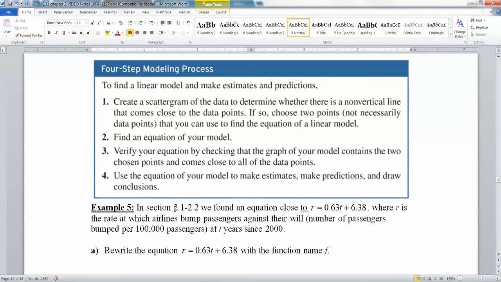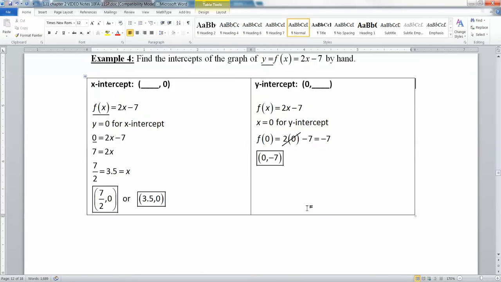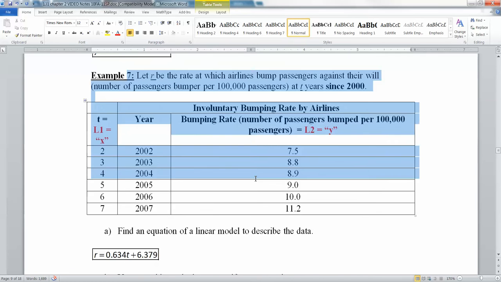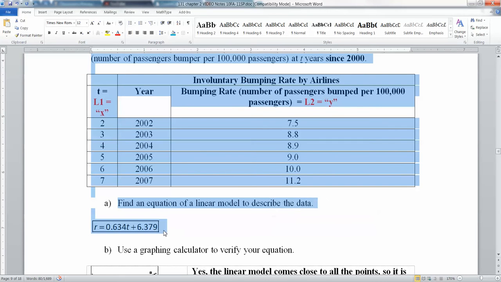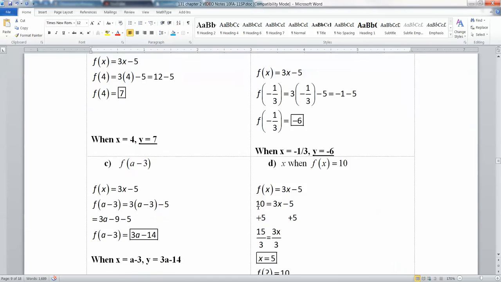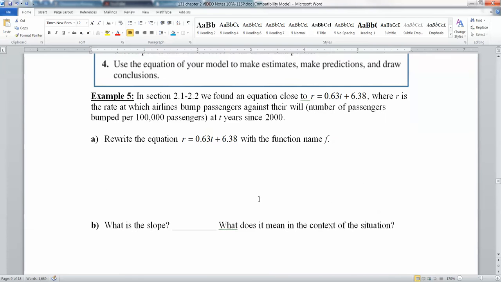Let's move on to modeling, shall we? Okay, modeling means story problems. More of them for you. I knew you'd be excited. So in sections 2.1 and 2.2, we already found this equation. It was the rate at which airlines bump passengers. It was the last problem we did in 2.1 and 2.2. Okay, we already found this equation, 0.634t plus 6.379. Fine. So we're supposed to rewrite the equation, but with a function name of f.